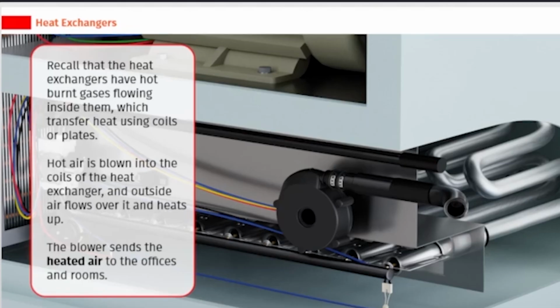Recall that the heat exchangers have hot burnt gases flowing inside them, which transfer heat using coils or plates. Hot air is blown into the coils of the heat exchanger, and outside air flows over it and heats up. The blower sends the heated air to the offices and rooms.